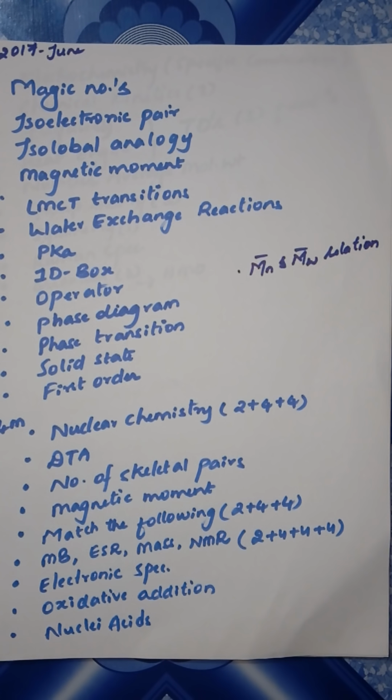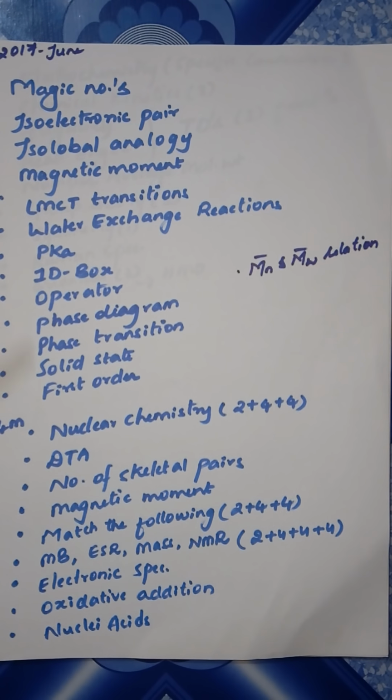So in the 2017 questions, if you look carefully, the questions are very new, different from the previous ones. For the first time, the magic number and water exchange reaction has appeared, and many in the 4 marks. Other questions are similar: isoelectronic pair and isolobal analogy have appeared previously also. LMCT, pKa, 1D box operator, phase diagram, phase transition, solid state and first order reactions, right? So all these are repeated.